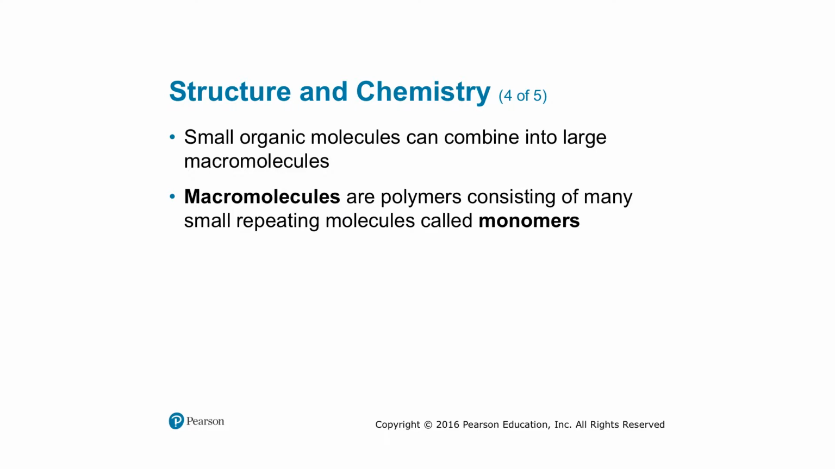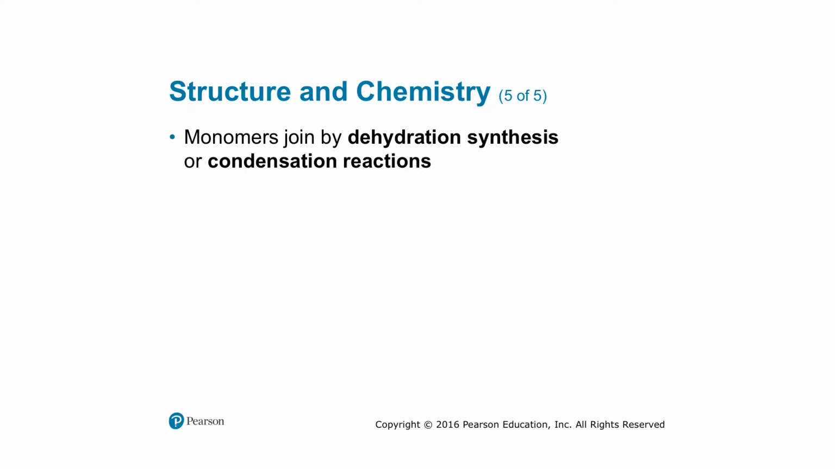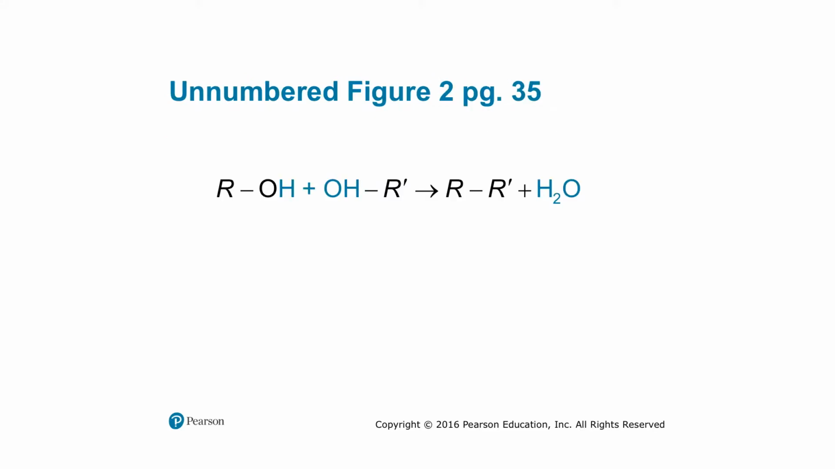So small organic molecules can combine into large macromolecules, and macromolecules are polymers that consist of many small repeating molecules called monomers. And monomers join by dehydration synthesis or condensation reactions. And so what we get here is we get the hydroxide ion here and the hydroxide ion here, and what we get is the R and the R prime coming in here, and they bond, and then we get the H2O right there. And that's how we get that. This is what we call dehydration synthesis. We are giving off water.